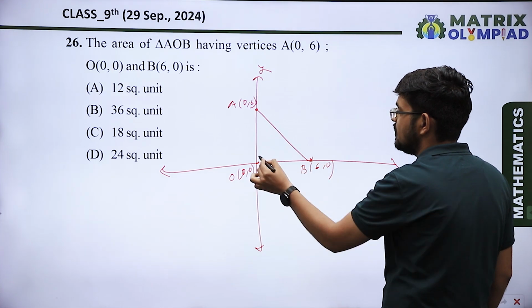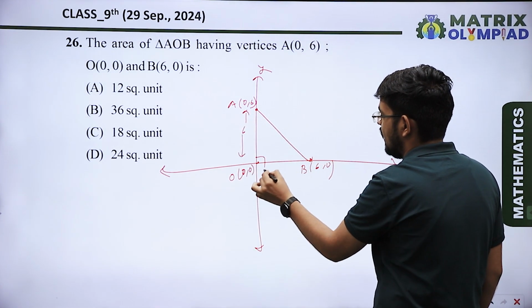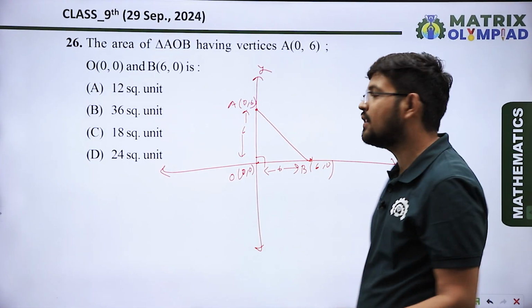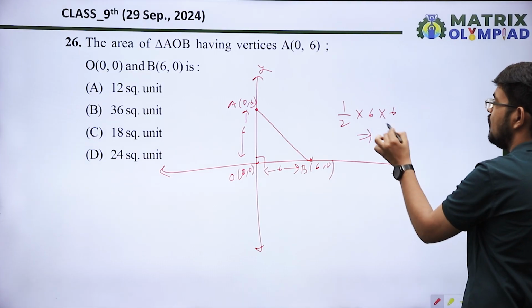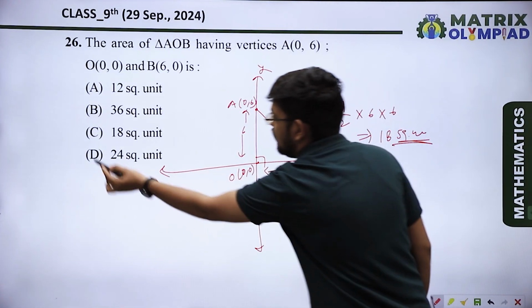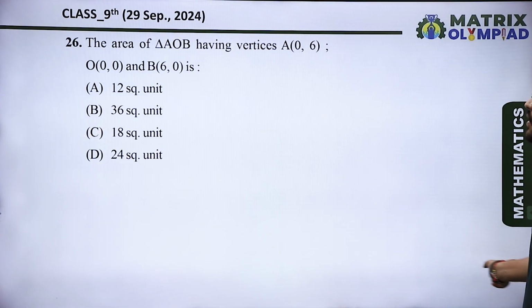So when we join this, here is the right angle. The distance is 6 and this is also 6. Using the formula half into base into height, we will get the area half into 6 into 6, that is 18 square unit. So our correct answer is option C, 18 square unit.